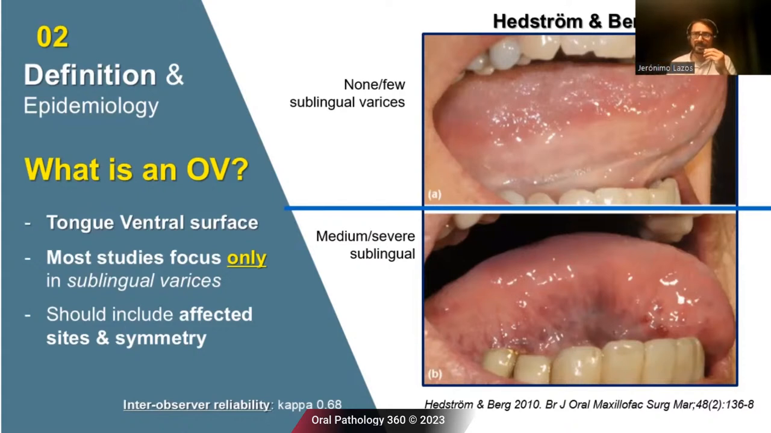Hellstrom and Berg classify the oral varicosities in what they call sublingual varicosities. They only refer to oral varices when they are talking about only the ventral surface of the tongue. So they classify them in two: none-few visible versus medium/severe, only referring to lesions affecting this site only.